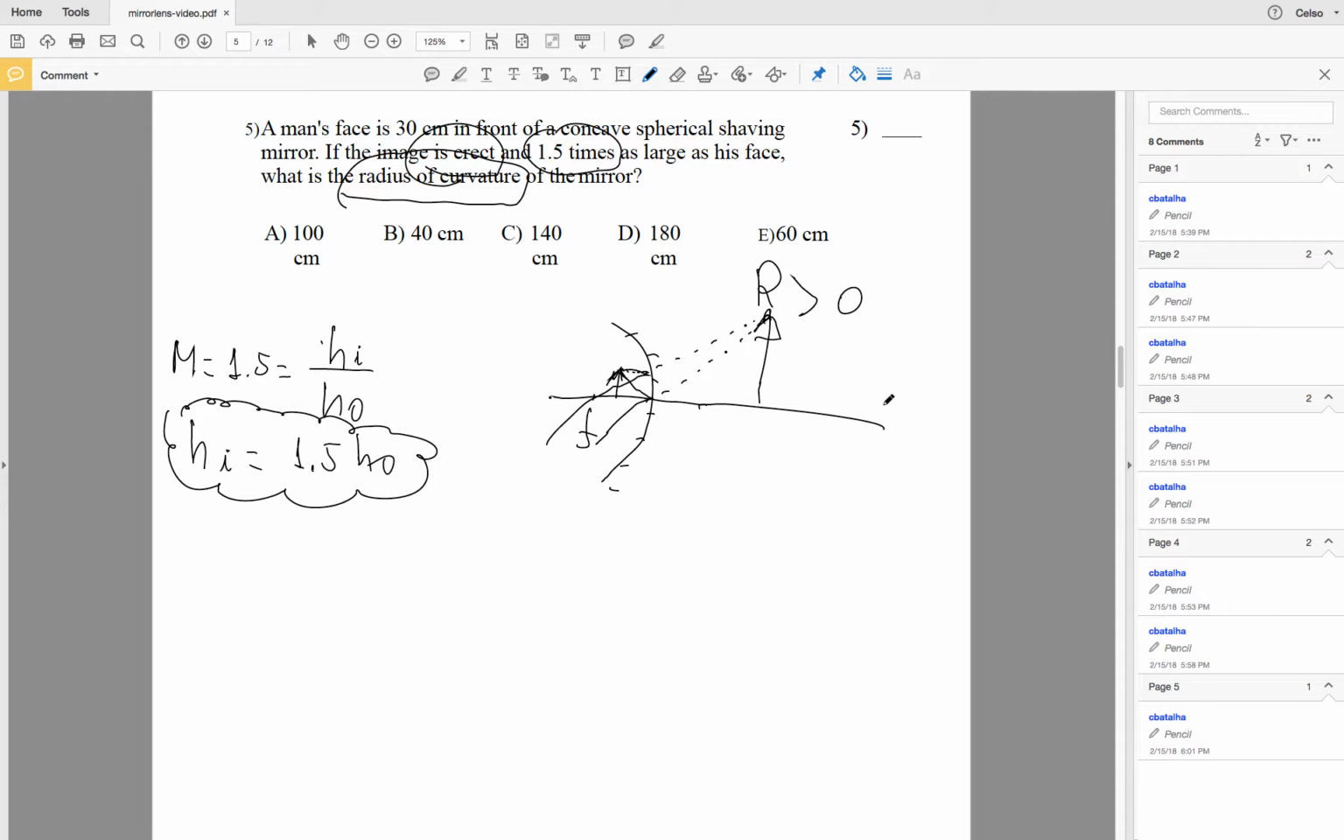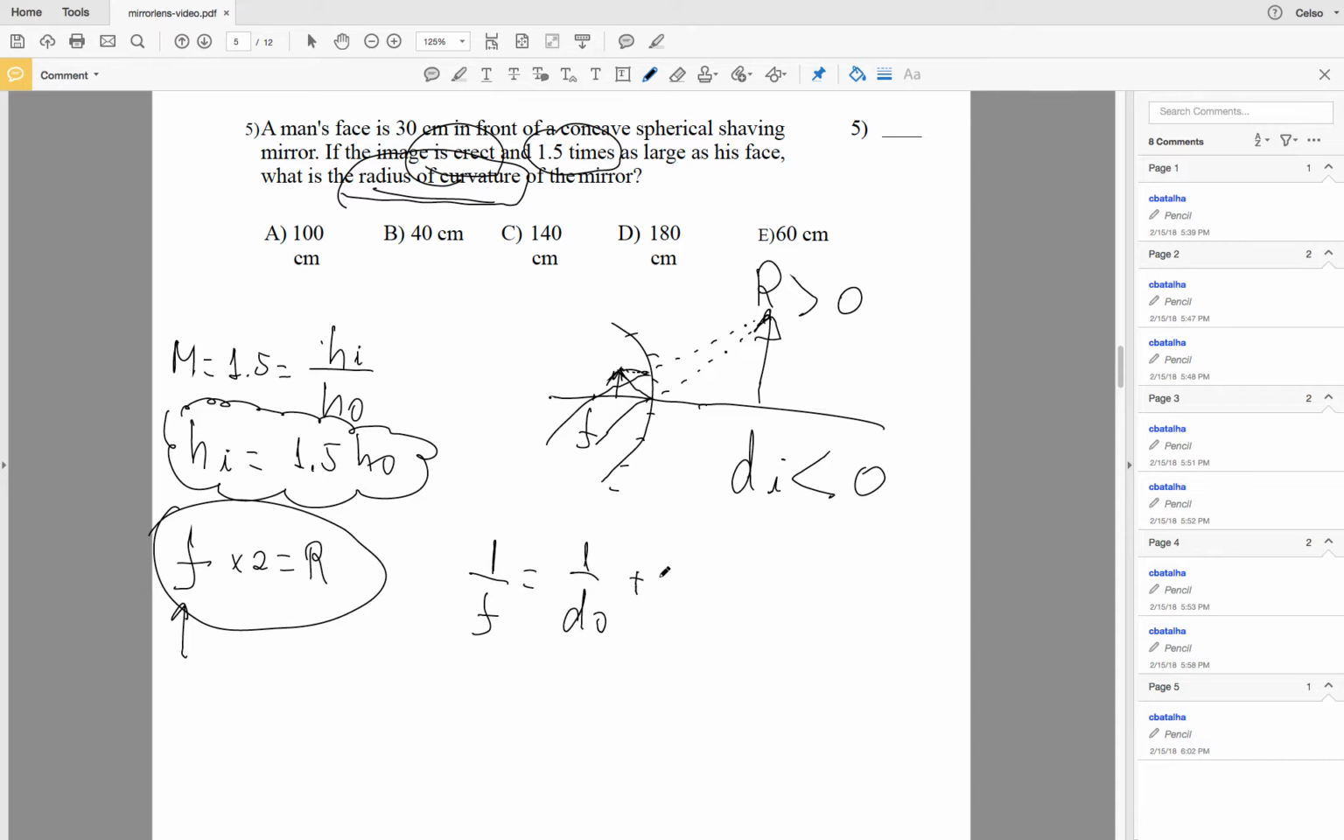And it is expanded. Since the image is on the other side of the mirror, the image distance has to go with a negative value. So the distance image must be a number less than zero when you do your final equation. What we want to find is the radius. How do we find the radius? Well, if I find the focal length and multiply by 2, I get my radius. How do I find the focal length? I don't need to go that far, because I have only one equation to use.